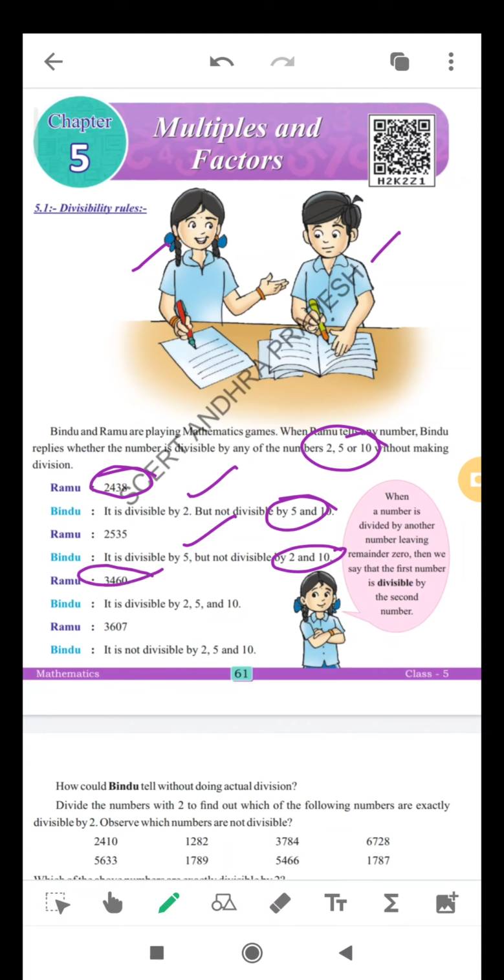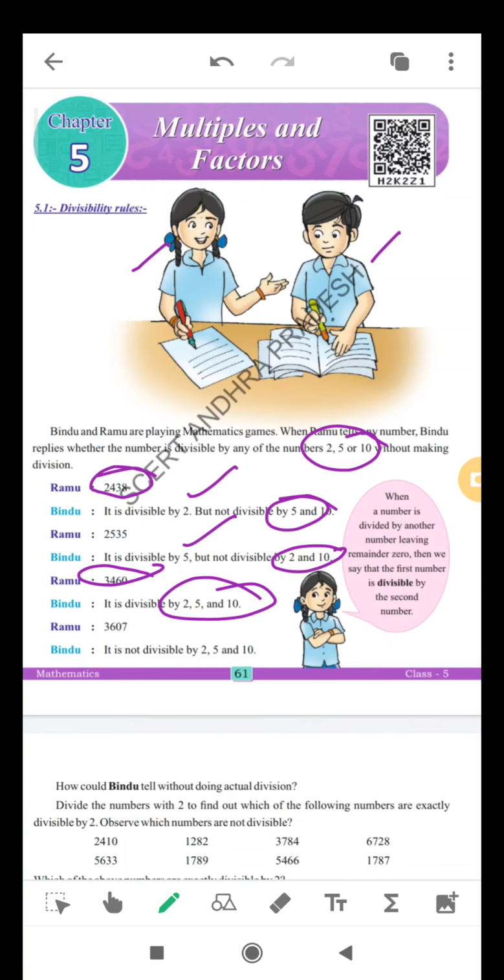Similarly, whatever 3460 is given, this is divisible by 2, 5 and also 10. All the 3, 2, 5, 10 divide this 3460. Anyway, what is division? Division means that the number should be divisible by this number exactly without leaving any remainder. The remainder must be 0. Okay, so that will be the case. Divisor, dividend and the quotient. So the remainder must be 0. So therefore 2 divides 3460. Similarly 5 divides 3460 and 10 divides.